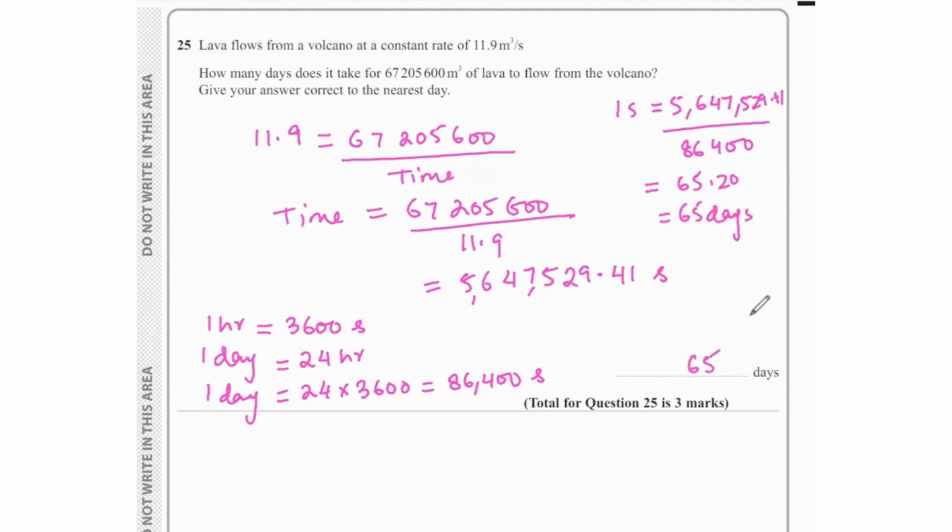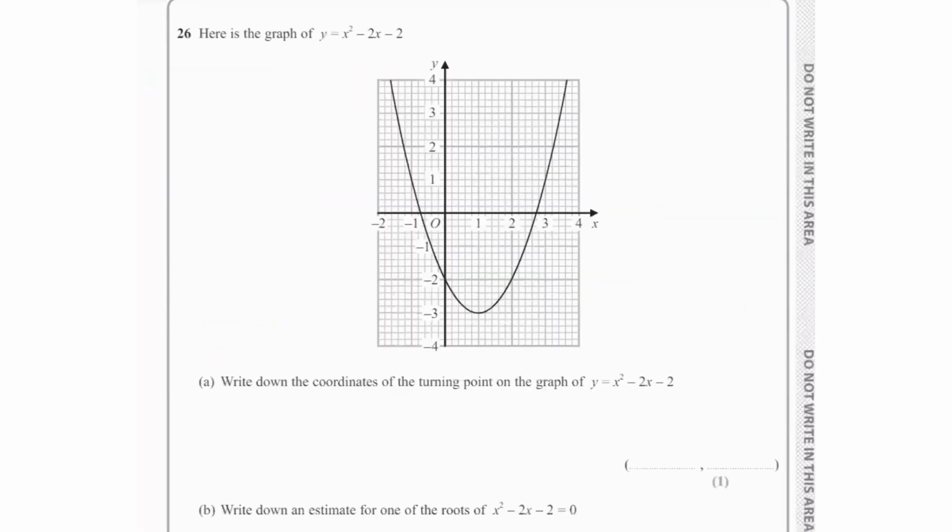That is your answer. Question 26 says, here's the graph of y equals x squared minus 2x minus 2. Write down the coordinates of the turning point on the graph. So the turning point is this, which is going to be (1, negative 3).